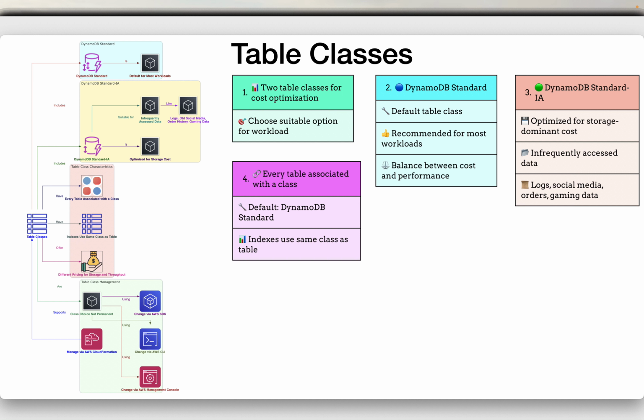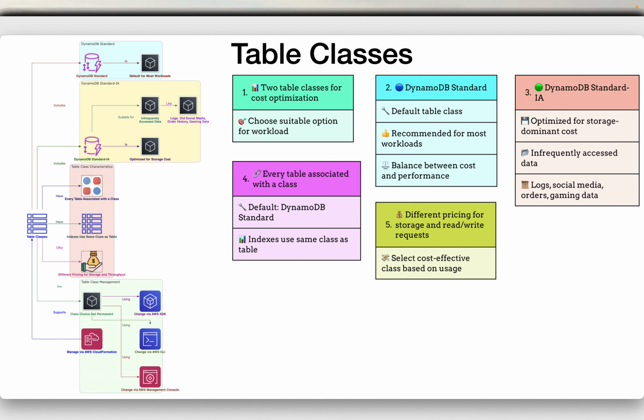All secondary indexes associated with the table use the same table class. So secondary indexes, in the sense of local secondary indexes and global secondary indexes, use the same table class. Each table class offers different pricing for data storage as well as for read and write requests, which allows you to select the most cost-effective table class based on your table storage and throughput usage patterns.